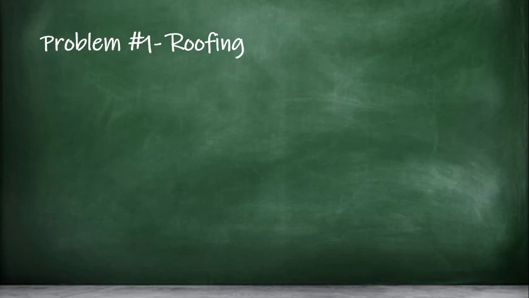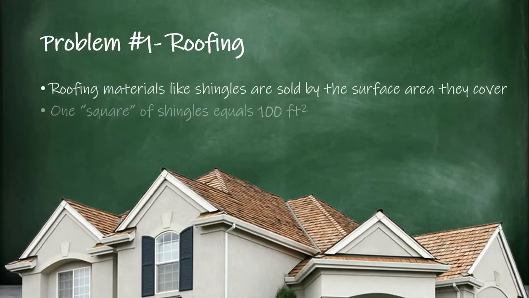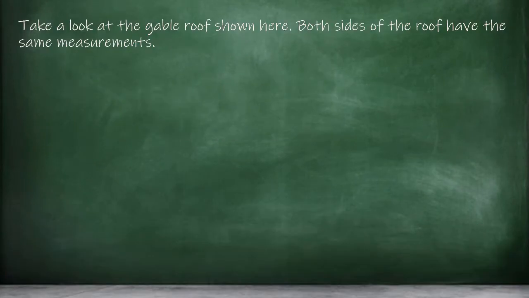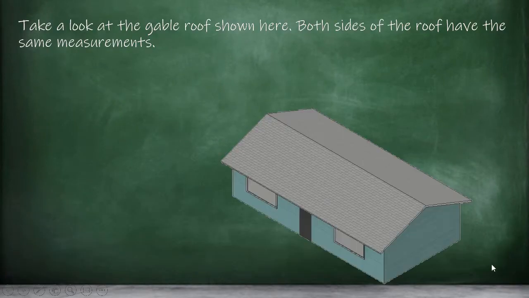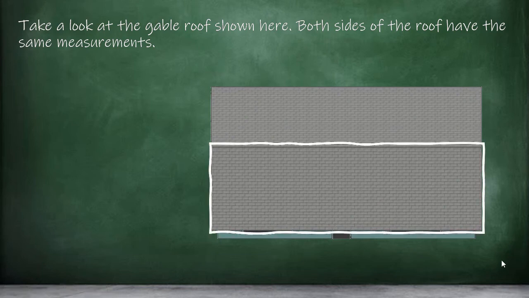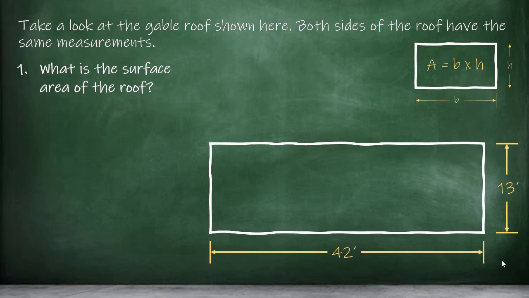Let's try a practice problem. Roofing materials like shingles are sold by the surface area they cover. 1 square of shingles covers 100 square feet. 3 bundles of shingles equal 1 square. Take a look at the gable roof shown here. Both sides of the roof have the same measurements. One side of the roof measures 42 feet long by 13 feet high. What is the surface area of the roof?